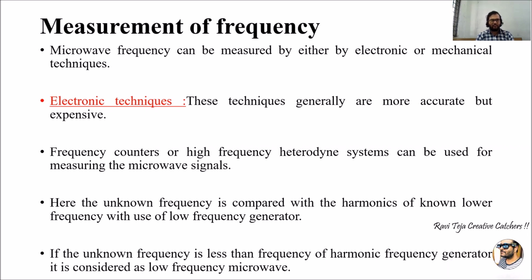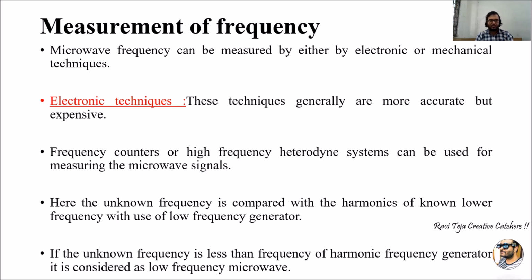In today's class, we will be discussing measurement of frequency. This measurement of frequency is related to a microwave signal which is passing through a waveguide in a microwave densimeter. Generally, how is the frequency of a microwave signal measured? Let us see. Microwave frequency can be measured either by electronic or mechanical techniques. We will be mainly focusing on the electronic techniques, and how they are measured.